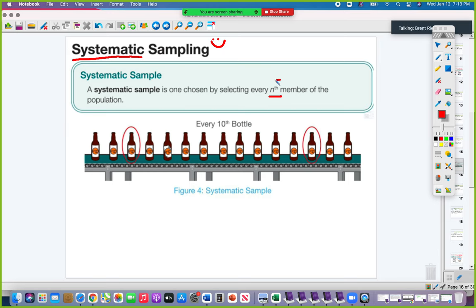And every nth. So anytime you see a problem that says every 7th, every 50th, every 1,000th, you're talking systematic sampling. All right. An example where you might do systematic sampling in real life would be if you have a phone book and you want to collect some data by randomly calling people, you might go down the page and say, okay, every 100th. So you go 100, here's a name, call them. The 200th name, you call them. The 300th name, you call them.